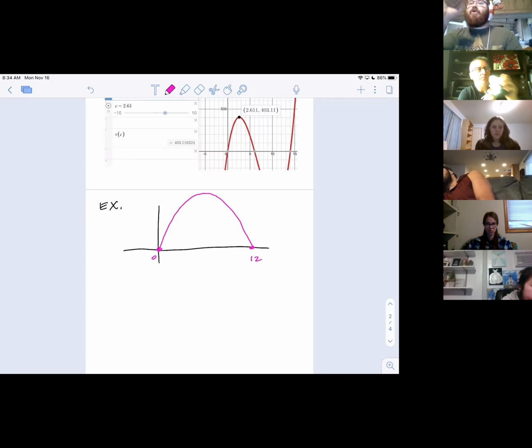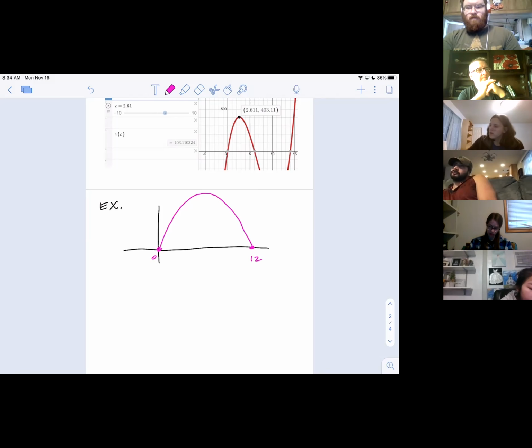Well, you need to have x minus 12 times something else. Remember, in order for it to have a 0 at 12, it would have to have a factor of x minus 12, right?